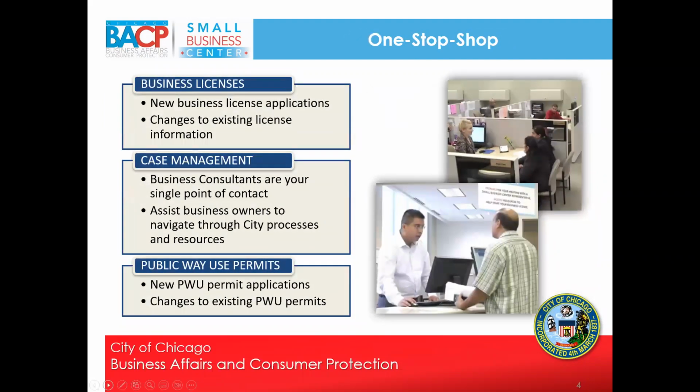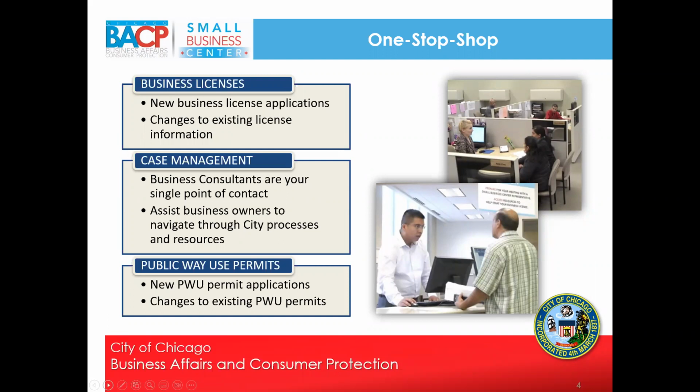Business licensing. So we cover any business license applications. We do any changes to any existing license, whether it's changing officers or updating business locations. We also help with case management. So when you come to the business center, you will get a business consultant as your point of contact, where they're able to explain to you all the different processes that we have here and the different types of licenses that we offer depending on your particular business activity.